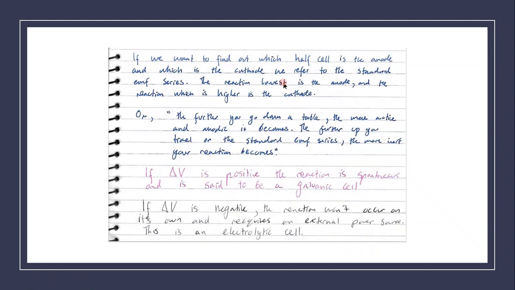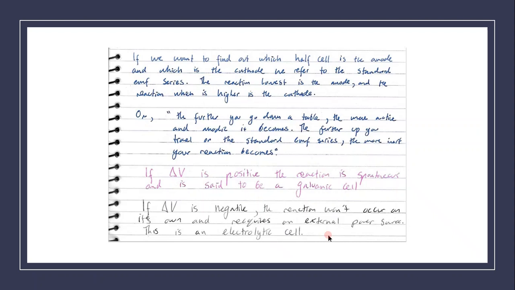So if we want to find out which half cell is the anode and which is the cathode, we refer to the standard EMF series. But if you're working under non-standard conditions, that general rule of whichever one is the lowest is the anode doesn't hold because the conditions have changed. So if you get a negative answer, that means you have an electrolytic cell and it requires an external power source. But if you get a positive answer, it's a galvanic cell and it happens spontaneously.